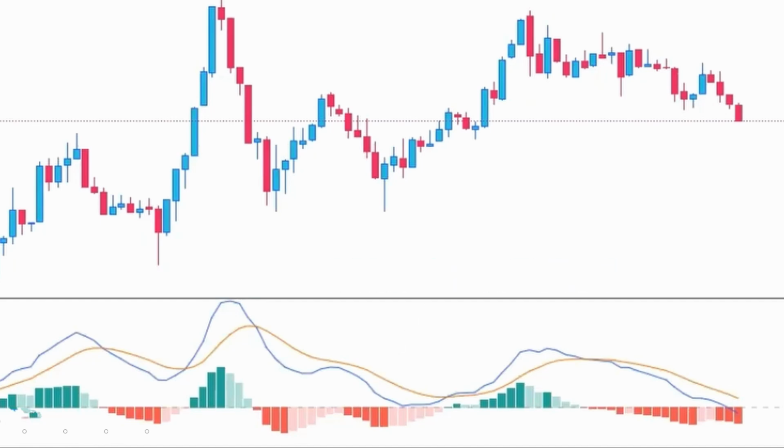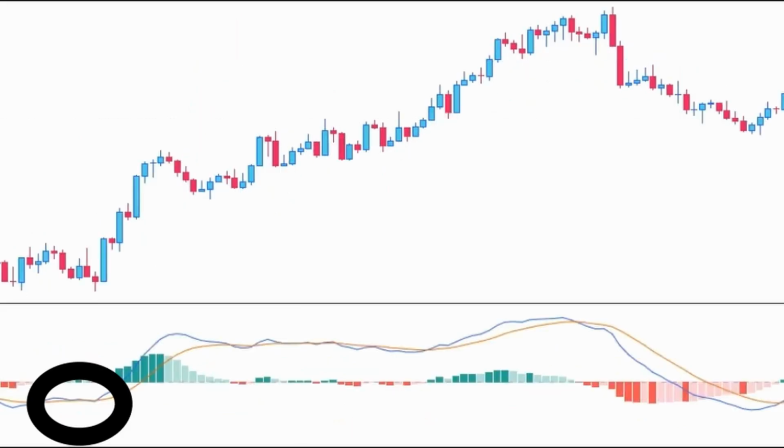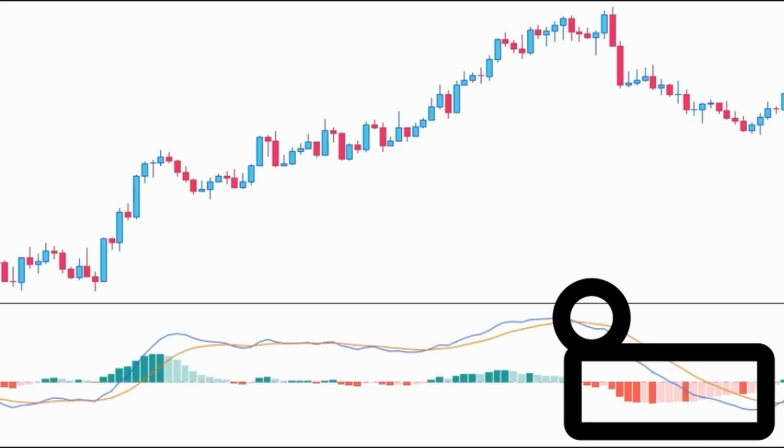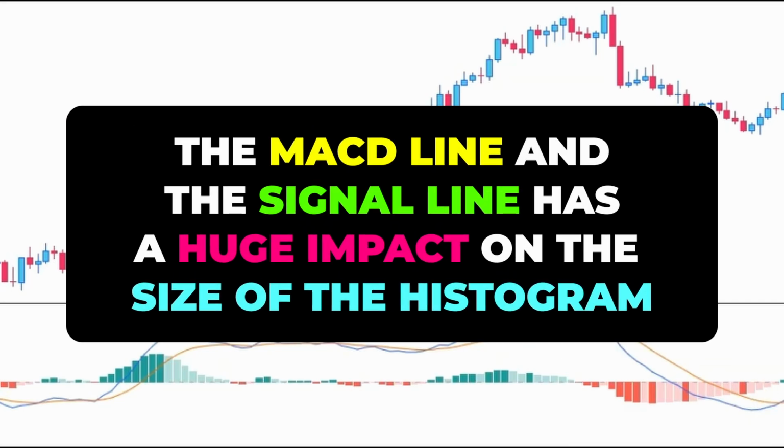The MACD line and the signal line affect the color of the histogram. When the MACD line crosses above the signal line, the histogram turns green. And likewise, when the MACD line crosses below the signal line, the color of the histogram turns red. And similarly, the MACD line and the signal line have a huge impact on the size of the histogram too.